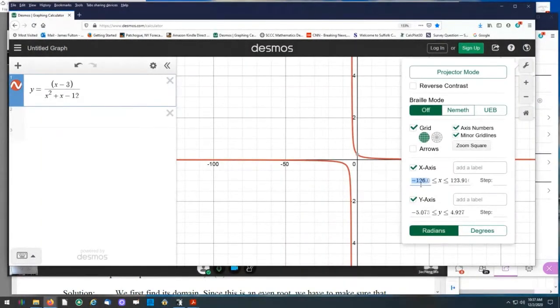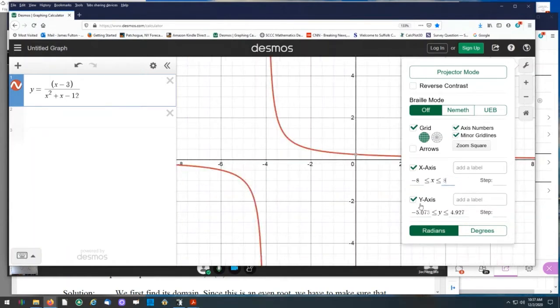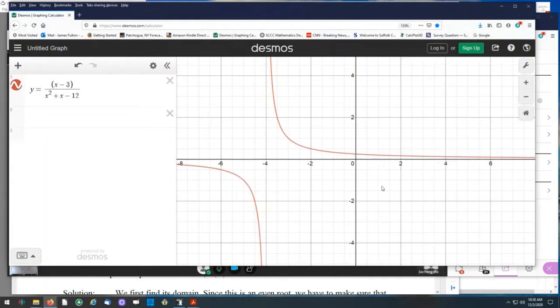Let me change this a little bit, going from -8 up to 8. And with the y, that's reasonable. Okay, notice here at 3 there is no vertical asymptote. Here I do have one when x is equal to -4. That does give me a vertical asymptote. But what happens at 3?